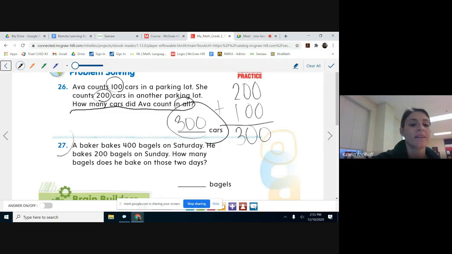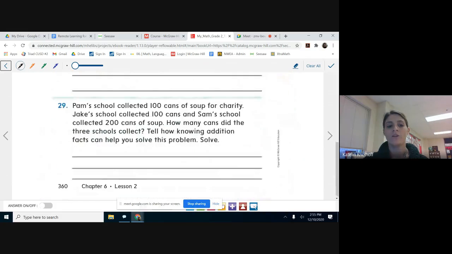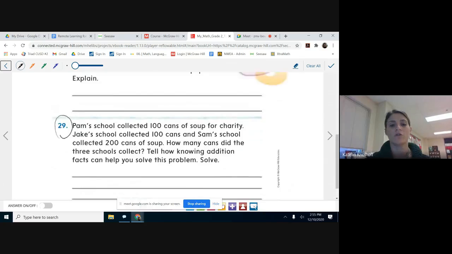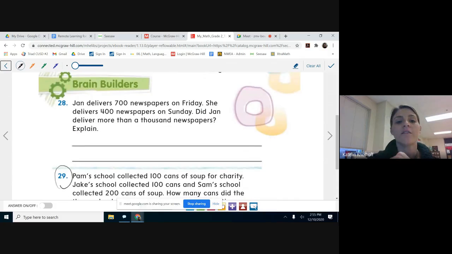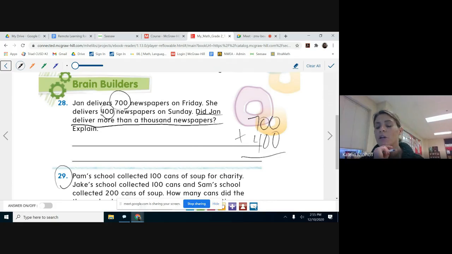I want you to do number 27 on your own. We're going to work through the brain builder together, and you'll be doing number 29 on your own. We're going to do 28 together. Jan delivers 700 newspapers on Friday. She delivers 400 newspapers on Sunday. Did Jan deliver more than 1,000 newspapers? Explain. So first we have to add up to see how many she delivered total. So we're going to take 700 plus 400. And if we know the fact, 7 plus 4, which equals 11, then we add our 2 zeros.